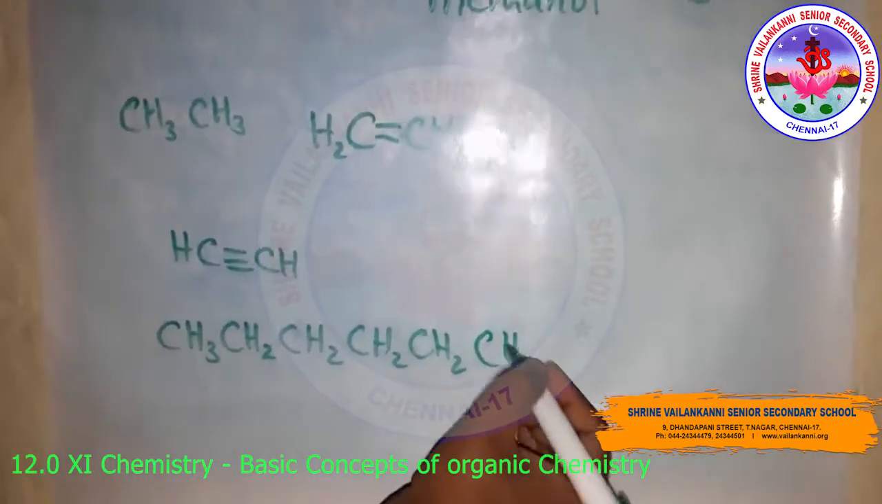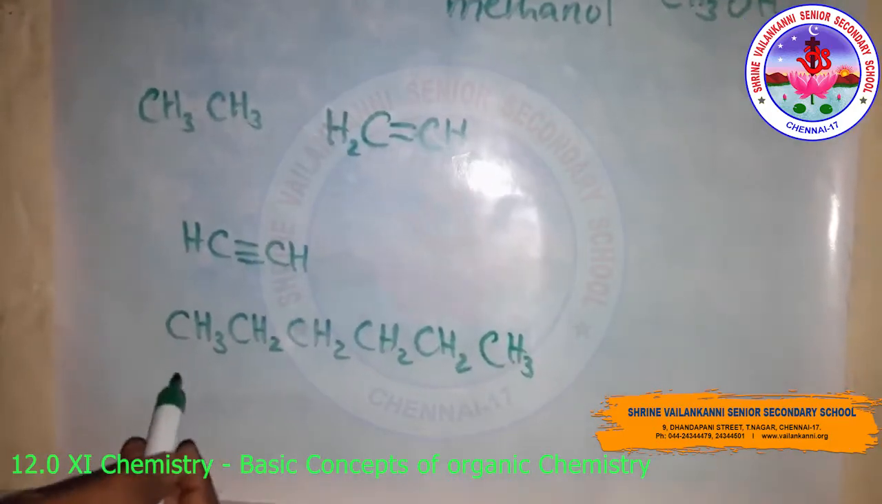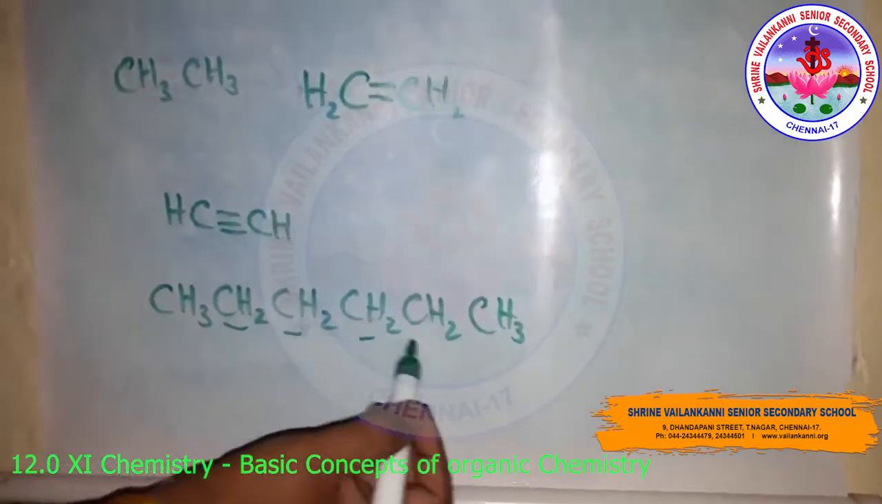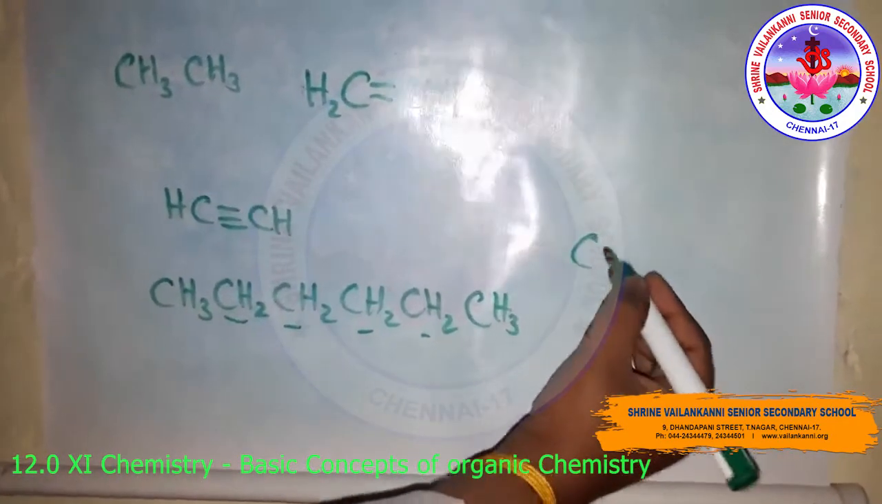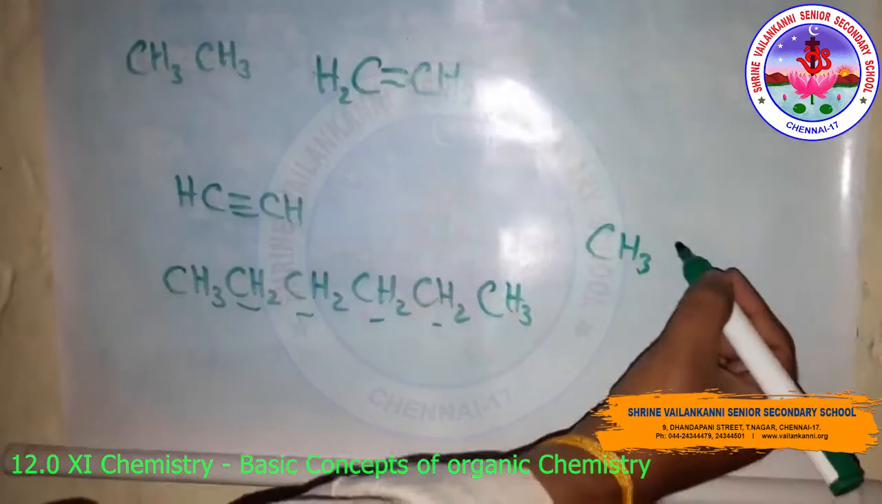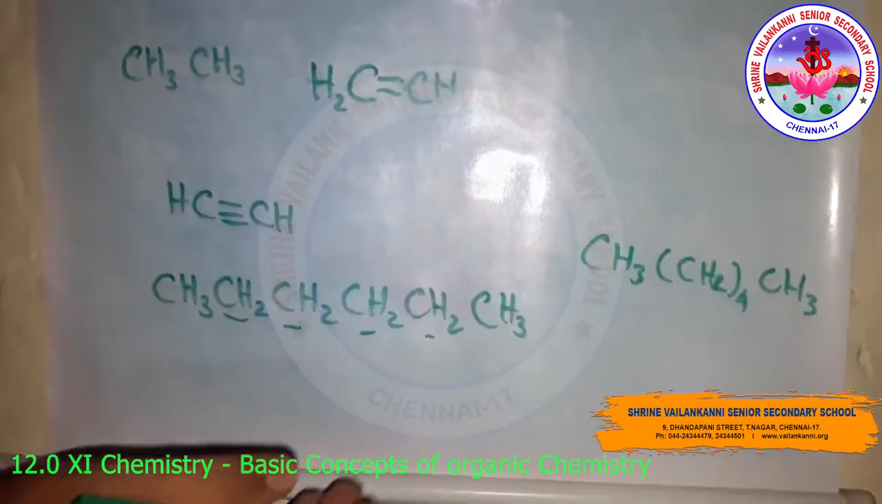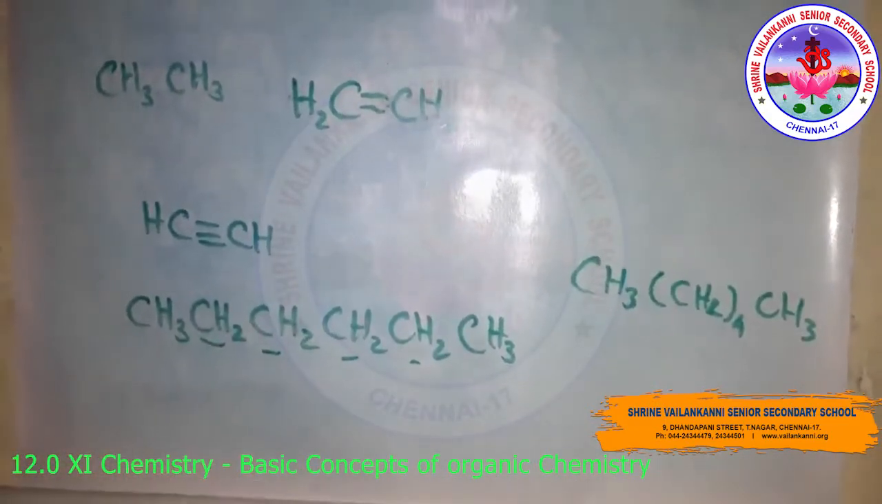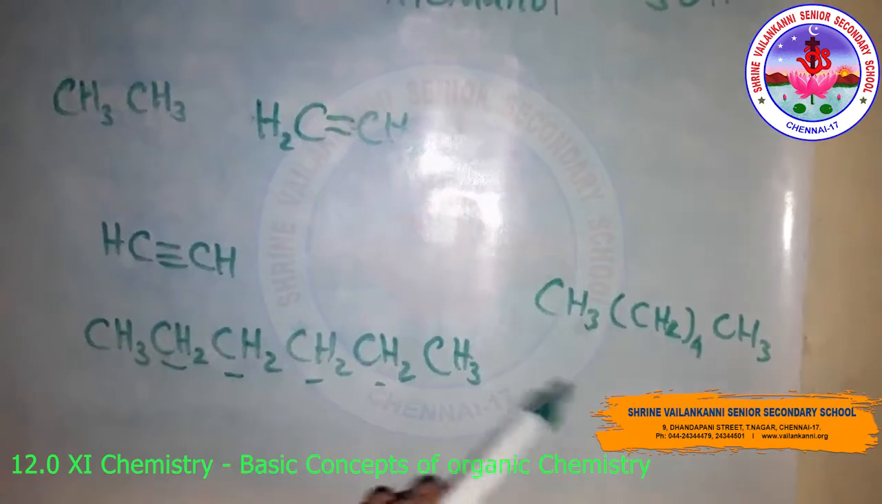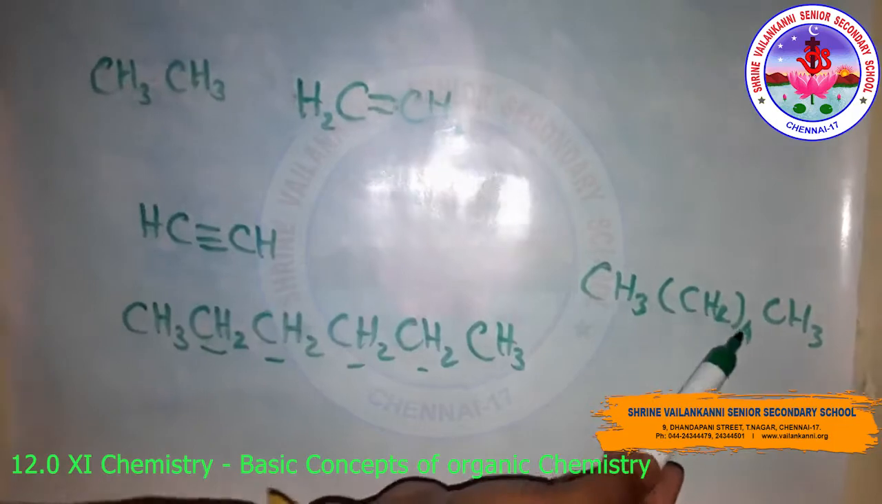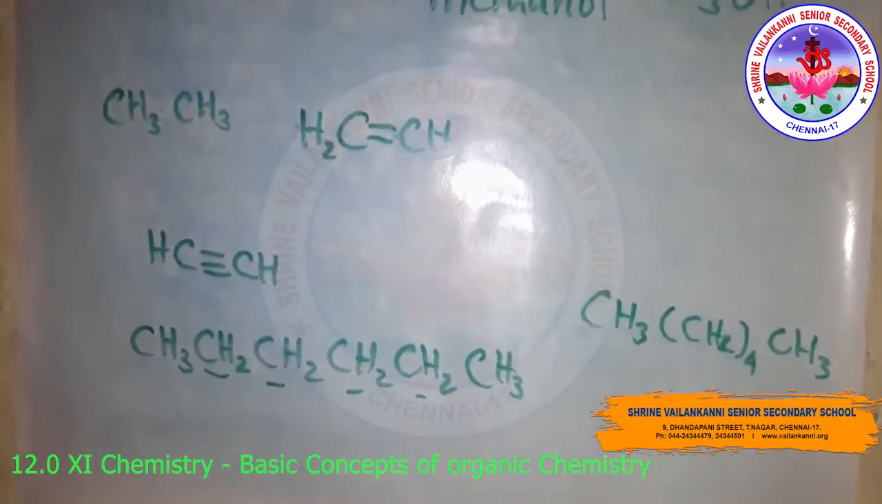Suppose I write hexane. How many CH2s are present here? 1, 2, 3, 4. So you can write it CH3, CH2 four times. Just write CH2 in a bracket, 4 times, and again the terminal CH3. So this also indicates hexane. Not only hexane, for any long chain carbon atom, count the total number of CH2 groups and write it as a subscript after the bracket.